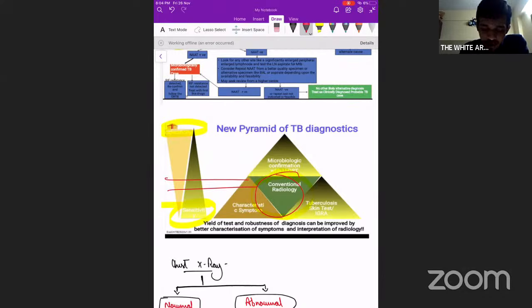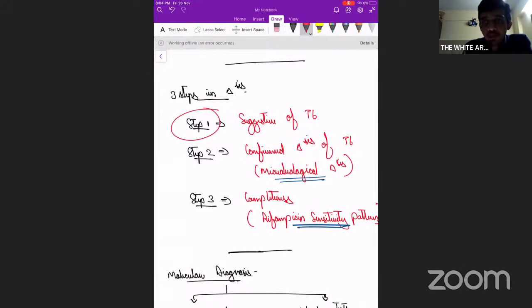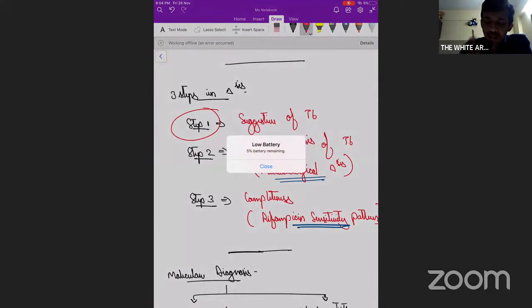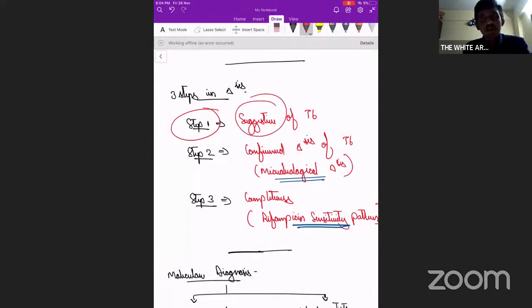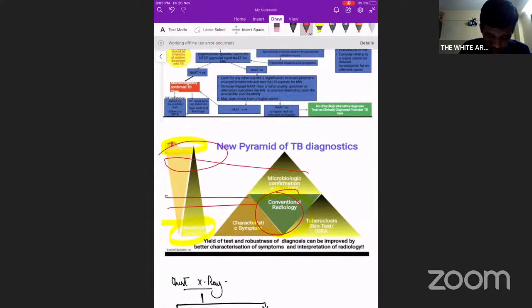But the problem with radiology is we can only suspect that there is tuberculosis, but we cannot confirm, correct? So the first step in the diagnosis, when we have a presumptive TB case, is to do a chest X-ray and see whether it is suggestive of tuberculosis or not. But since we cannot get confirmation with this, the next step is to confirm. How do we confirm? That is using microbiological diagnosis. And the importance of confirmation is that these tests have very good specificity.